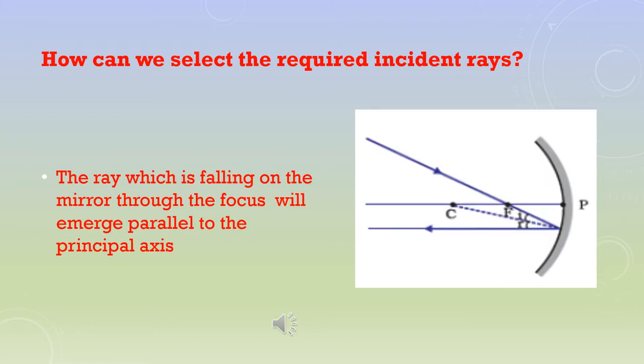The ray which is falling on the mirror through the focus will emerge parallel to the principal axis.